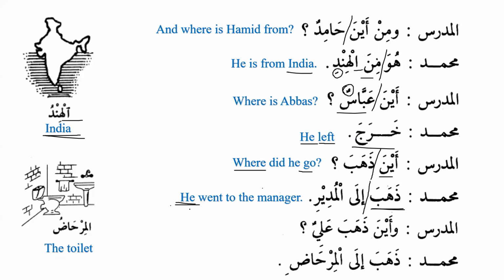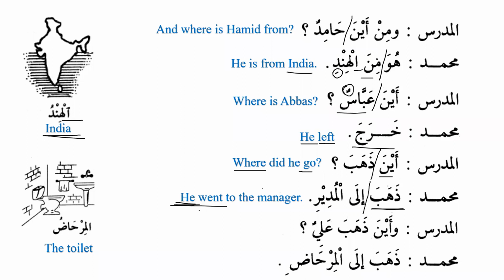Yeah, it's a very good question. Someone is asking, how do we know that it's masculine or feminine? The only answer is that this is just the introduction, so we have absolutely no idea yet whether it is masculine or feminine. The only thing that you should take away from today's lesson is that kharaja means he left and dhahaba means he went. That's the only thing that you need to know.